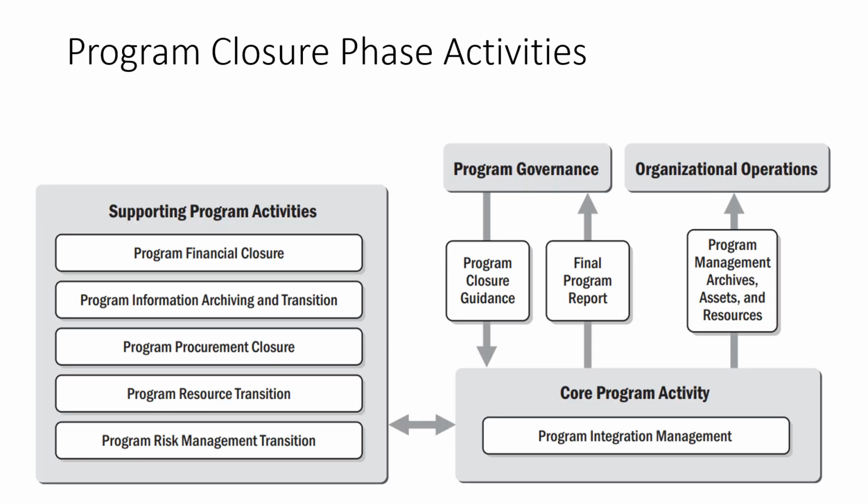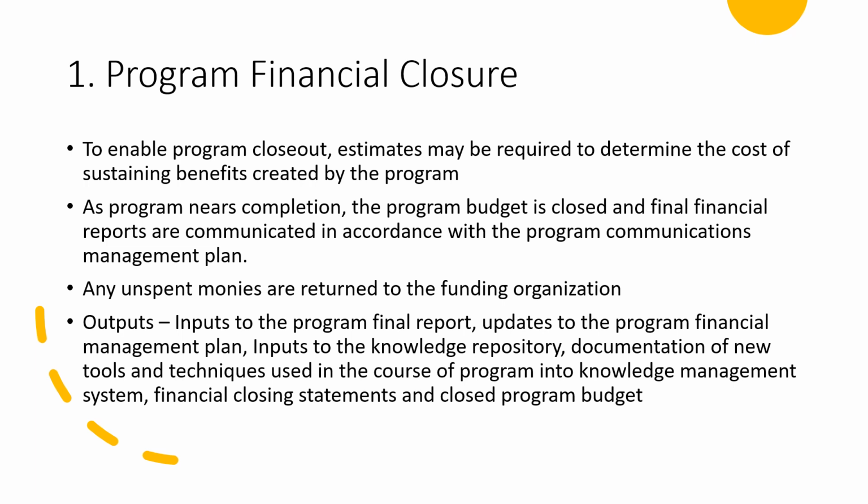There are five supporting program activities as part of program closure phase activities. Those are program financial closure, program information archiving and transition, program procurement closure, program resource transition, and program risk management transition. Let us start discussing all these five supporting program activities. The first one is program financial closure.